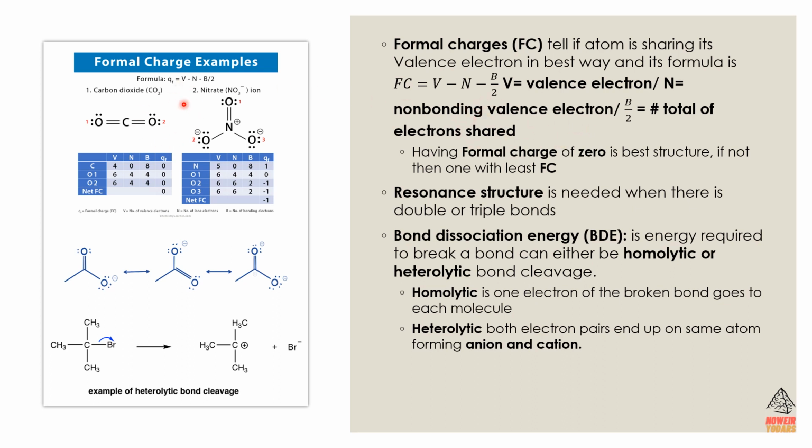So you see here in the oxygen, for instance, you've got 4 valence electrons that are not bonded to anything. And then you've got B divided by 2. That's the total number of electrons shared. So let's say, for instance, the carbon. How many valence electrons does it share? It shares 8. It shares with oxygen and with the other oxygen, etc. So having a formal charge of 0 is the best structure. But if you don't have a formal charge of 0 for your structure, the next best structure is the one with the least formal charge.